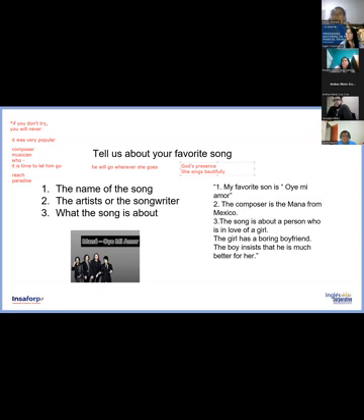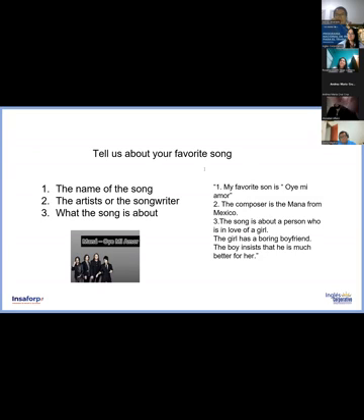Let's see. Victor, please, go ahead. Good evening, Victor. My favorite song is Me Dediqué a Perderte. No sé cómo sería en inglés. If it is in Spanish, it's in Spanish. The composer is Alejandro Fernandez, Mexican artist. The song is about a person who lost his love. The girl got bored of waiting for him.